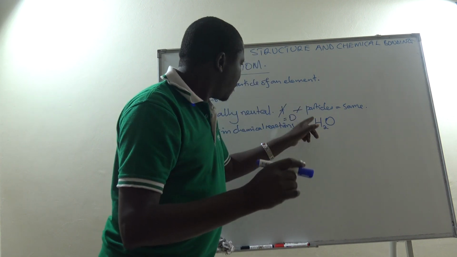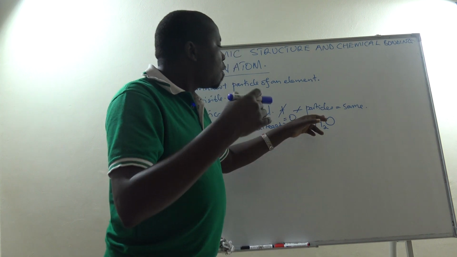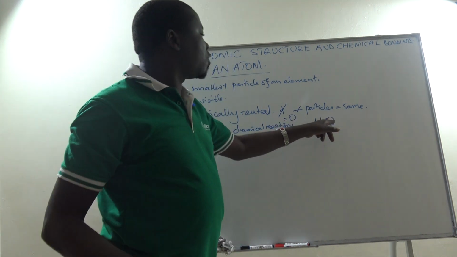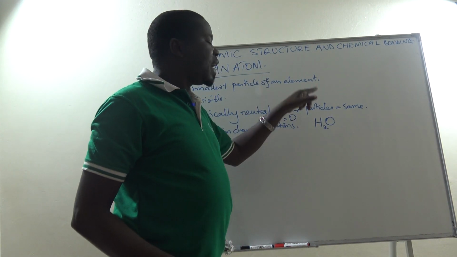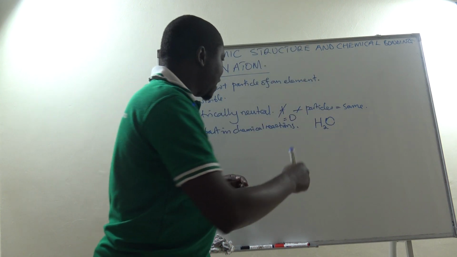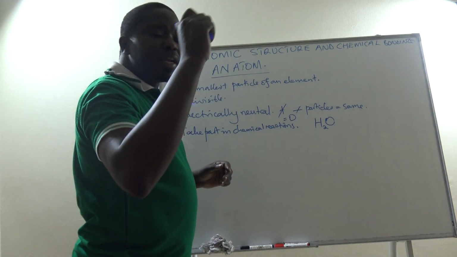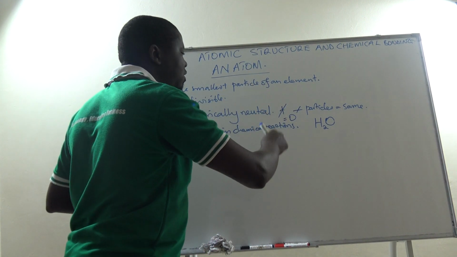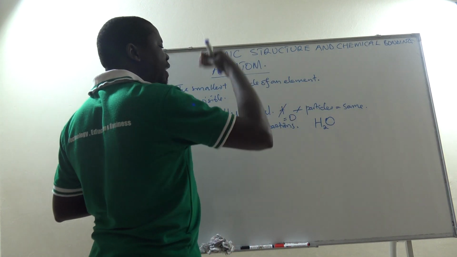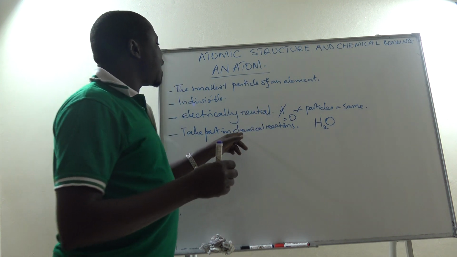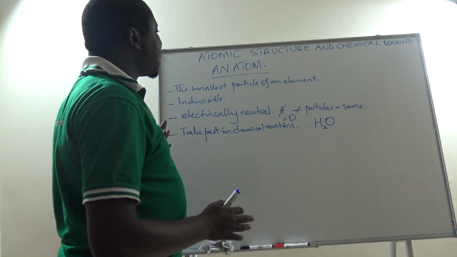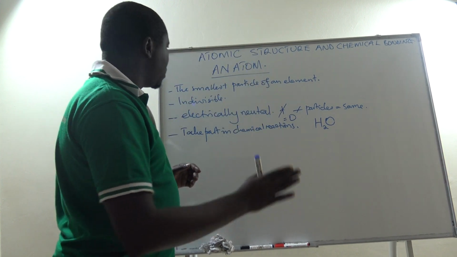2 atoms of hydrogen, and hydrogen is an element, combine with 1 atom of oxygen to form water, meaning that in the formation of water, hydrogen atoms and the oxygen atom combine and form a new substance, which is water. So atoms take part in such combinations that lead to the formation of new substances. Such a combination is called a chemical combination, and we call it a chemical reaction. So these are the 4 facts about an atom that can give us a comprehensive definition of an atom.